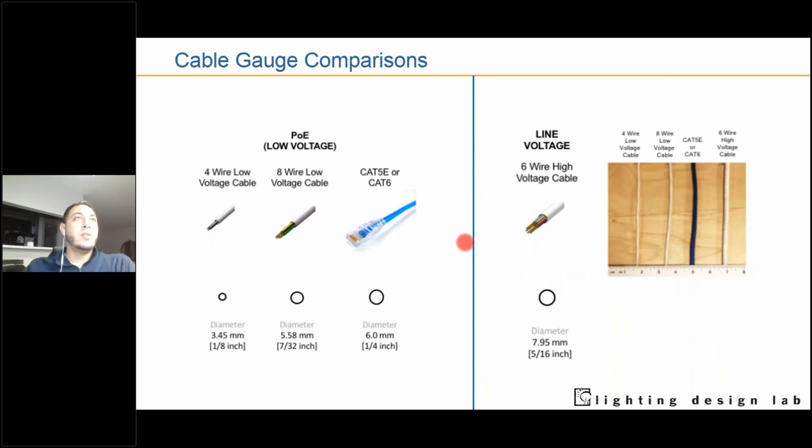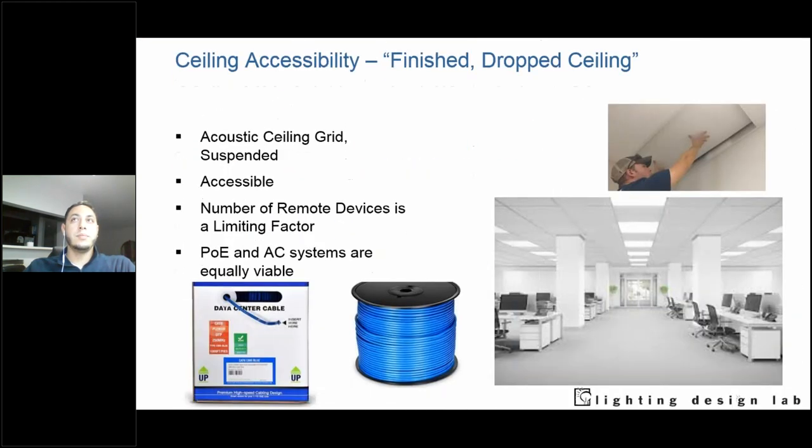A tiny bit more on cables. When it comes to PoE cables, there are different flavors where you can have the four stranded twisted wires or more, and they'll have different sizes, obviously, and requirements. And you can compare your PoE cables. Line voltage is still slightly thicker than PoE. And it'll have different implications when it comes to the plenum and accessing the ceiling.